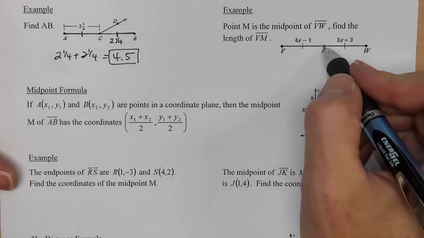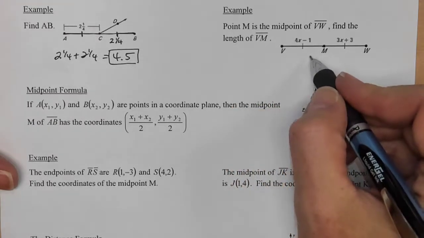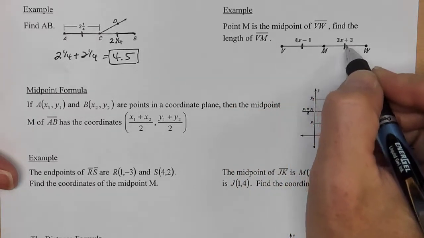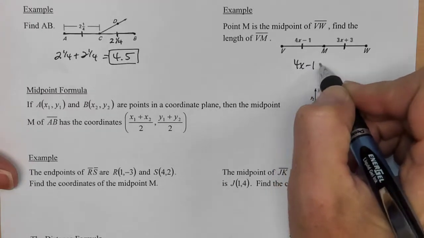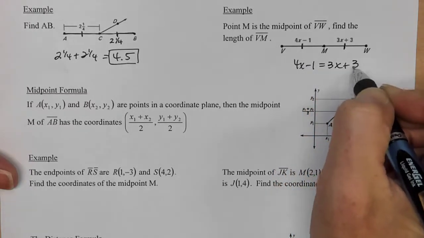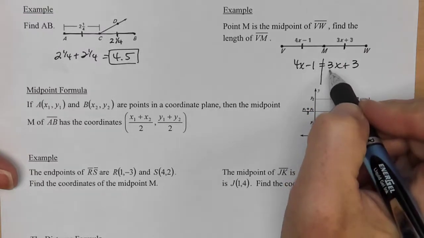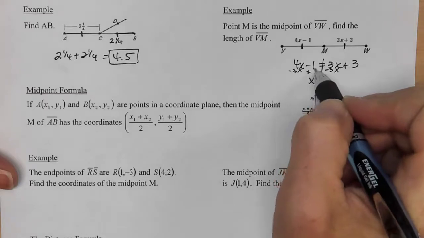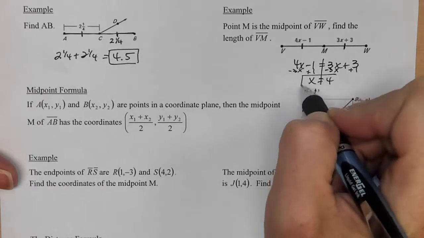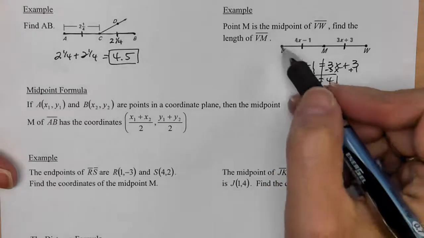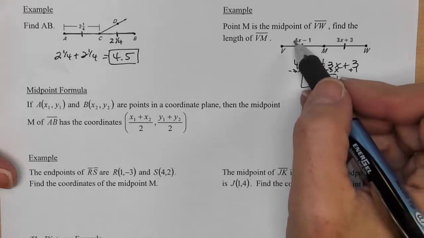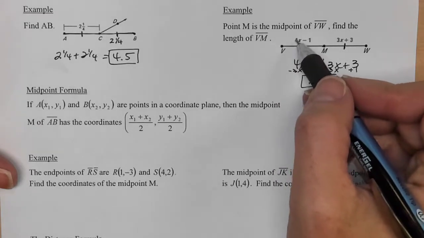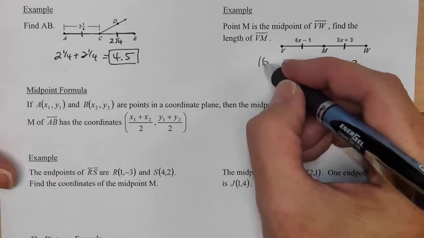Next up, we tell you that M is the midpoint. Find the length of VM. So with that midpoint and those two tick marks, it means that 4x minus 1 has to equal 3x plus 3. So quick solving this, moving 3x over leaves me an x, and moving the 1 over leaves me a 4. Of course, they didn't want me to solve for x. They wanted me to find VM. So I just have to plug my 4 back in. 4 times 4 is 16, minus 1 is 15.